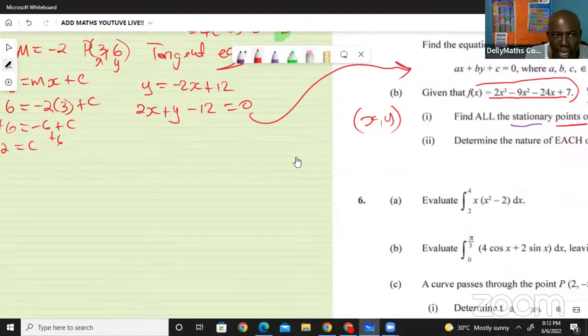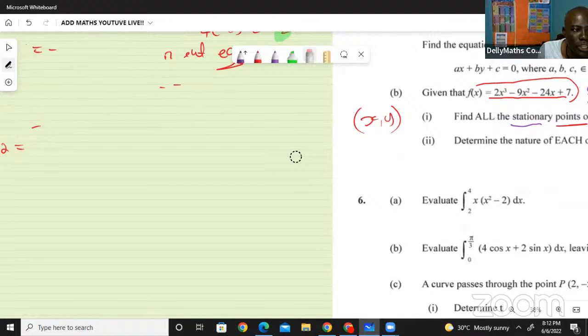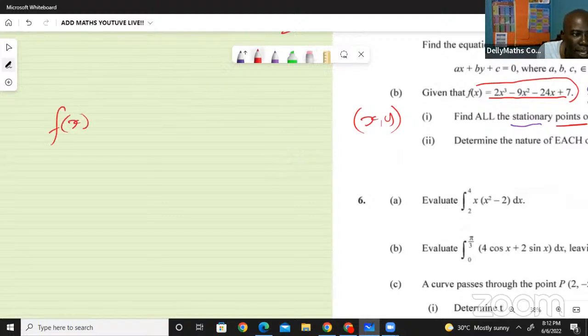Right, that is what we're saying: when our derivative is 0, right there. So let us go for it now. Let me just write this quickly. All right, hold on, I'm grabbing my pen. Let's say f of x is equal to 2x to the third minus 9x squared minus 24x plus 7.